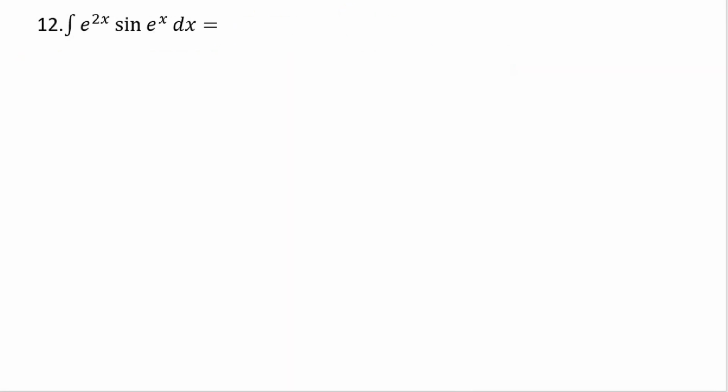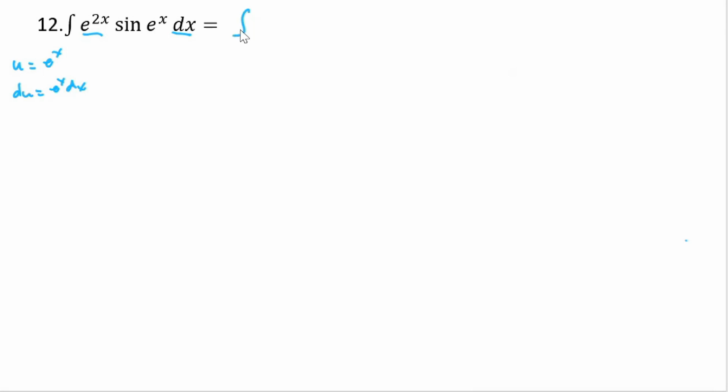Okay, number 12, we have the integral of e raised to 2x sine of e raised to x dx. So in this case, I will attempt integration by parts first. Let u be equal to e raised to x and du be equal to e raised to x dx. But I have e raised to 2x and dx. So in that case, we need to factor the e raised to 2x in order for us to have the value of du, which is e raised to x dx.